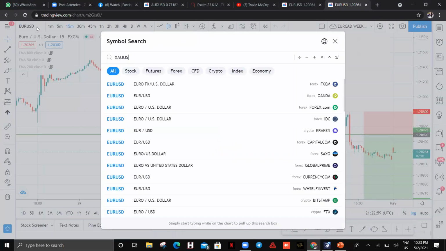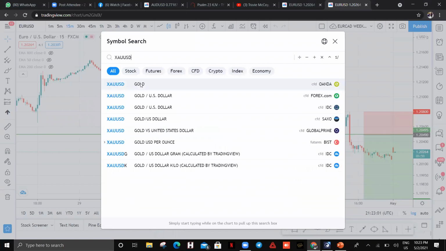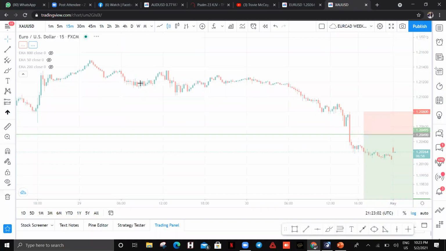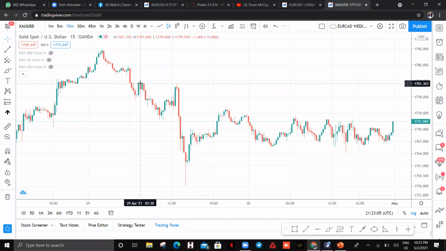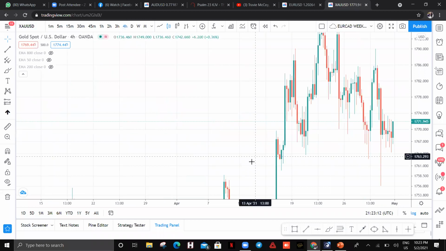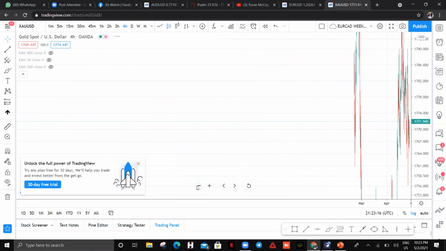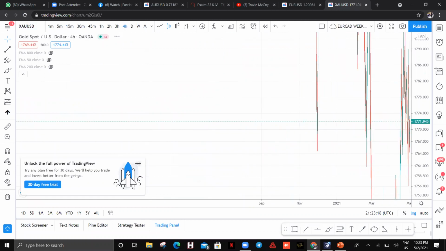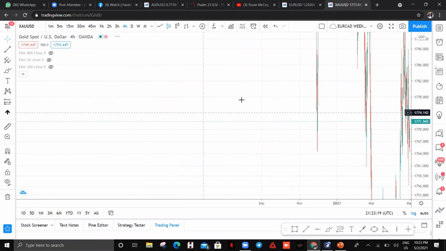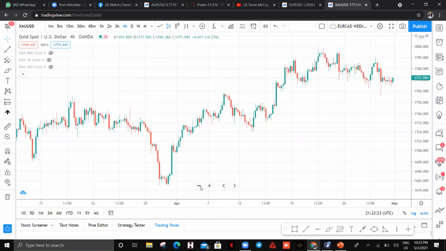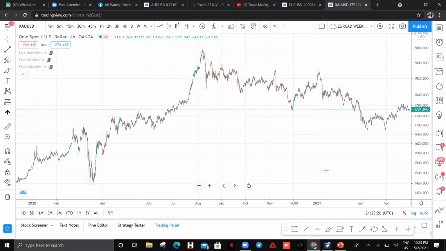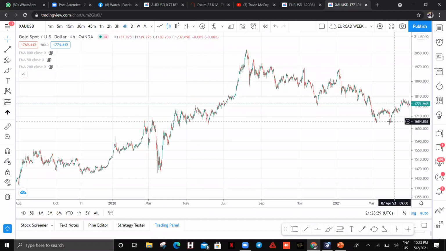Gold. Gold has always been bullish. Always been bullish. But let's do this. Go to our 4 hours. Minimize. Let me say this. You can see the double bottom here. Beautiful double bottom.